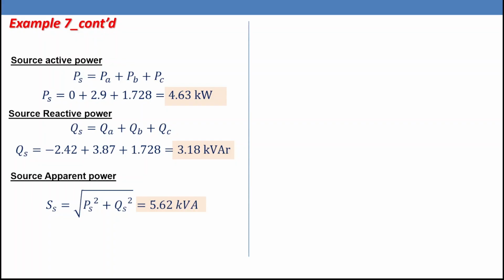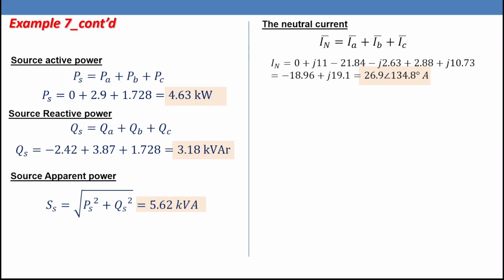So now what about the neutral current? The neutral current is IA plus IB plus IC. So if we add these three currents together, they don't tend to zero. They have a value 27 ampere angle 134.8 degrees. And that one is an indication that our system is unbalanced. If you notice here, the neutral current is 27 ampere roughly, while phase A current is 11 ampere. So it's obvious that this is a severe unbalance.